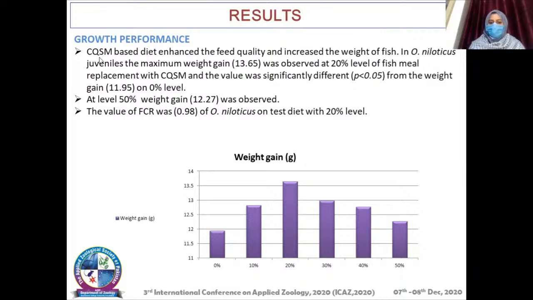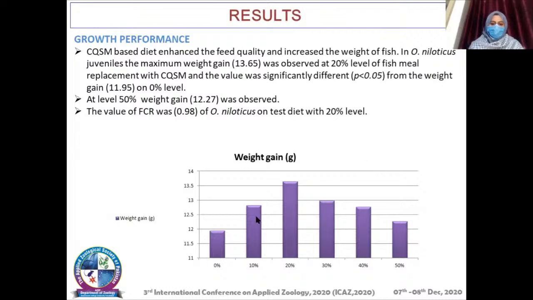In Oreochromis niloticus juveniles, the maximum weight gain of 13.65 grams was observed at the 20% level of fish meal replacement with quinoa seed meal, and the value was significantly different from the weight gain of 11.95 at the 0% level. At the 50% replacement level, a weight gain of 12.27 was observed. The value of FCR was 0.98 for niloticus on the test diet with 20% level.